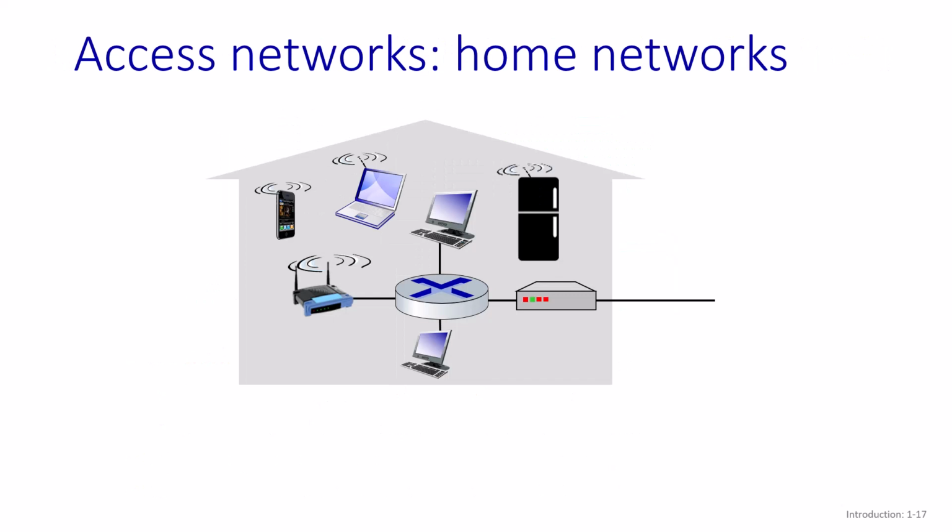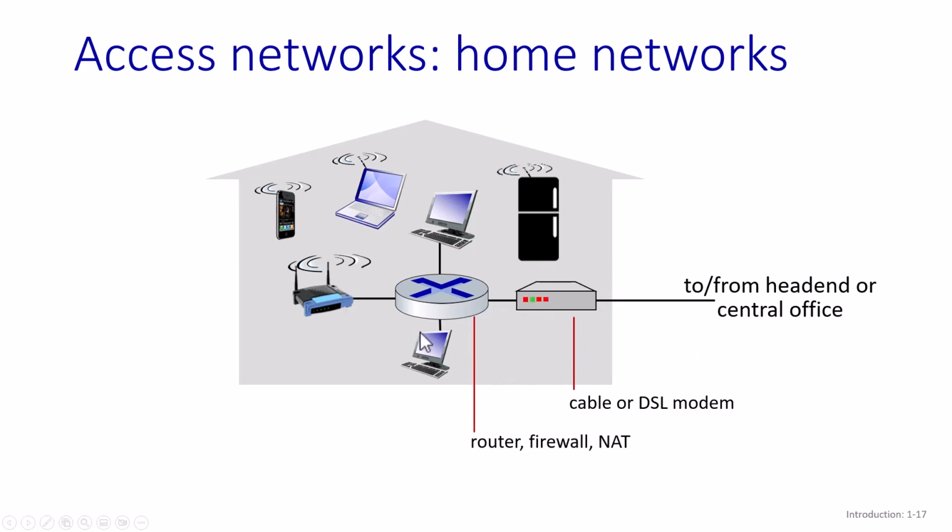Now here is a detailed example of home networks, and we have access to and from the head end or central office. And here's our cable or DSL modem, and here's our router, which may have software for firewalls and network address translation service, and we'll talk about what these are later on throughout the course. And then we have a wired Ethernet access, which can achieve up to 1 gigabit per second. So this desktop is connected to our router.